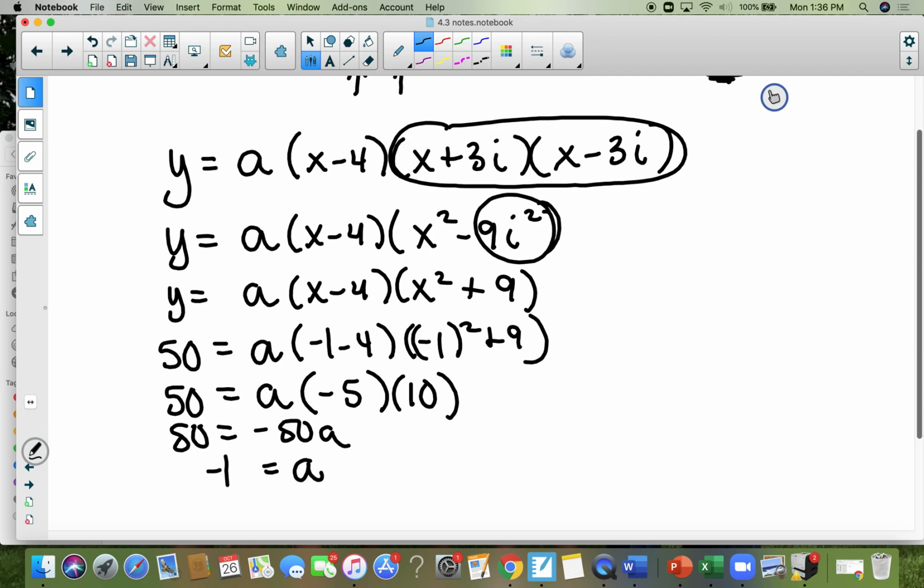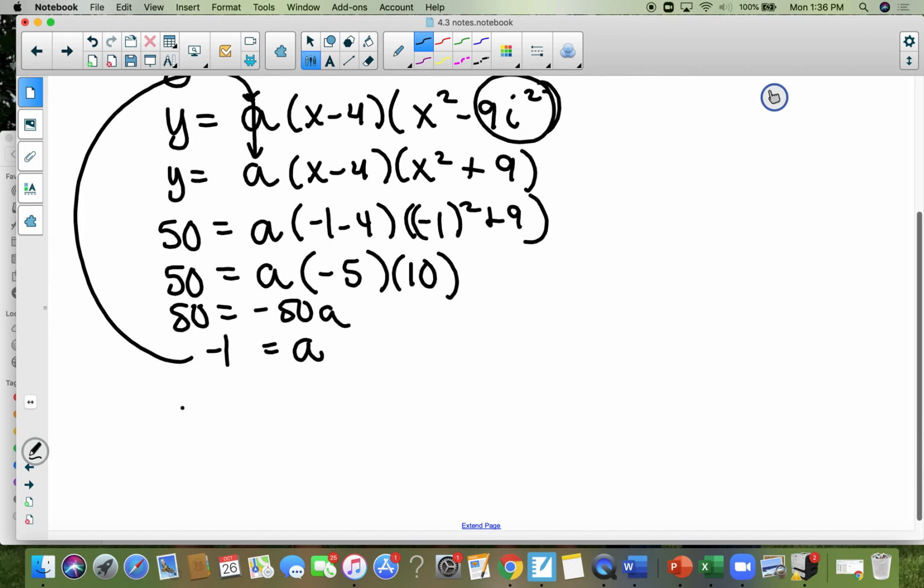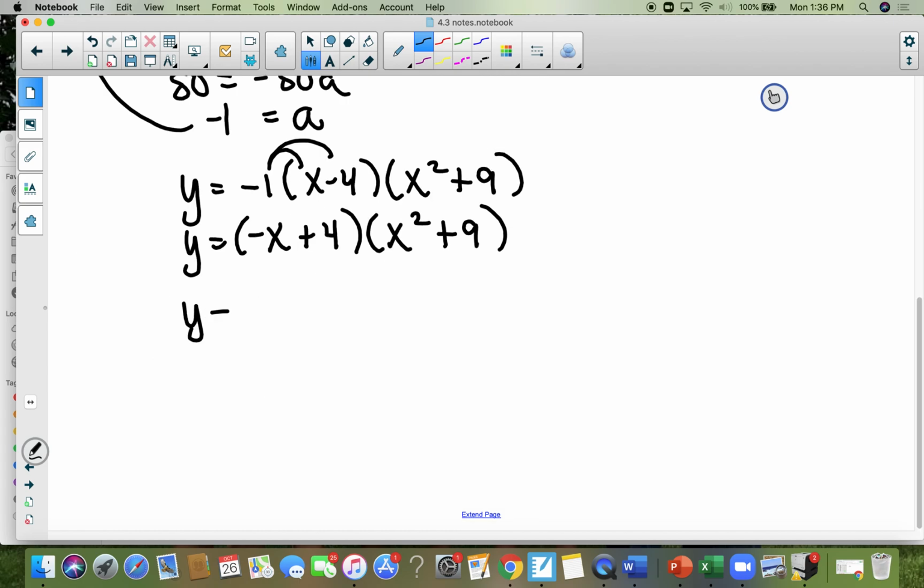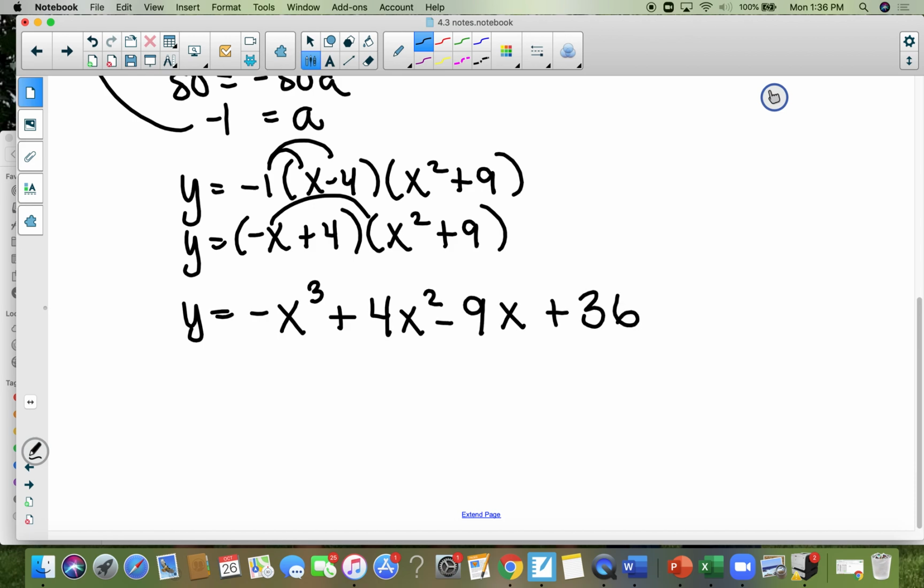And now you have to replace the a with negative 1 here and multiply it all out. So distribute that, you get negative x plus 4 times x squared plus 9, which gives you negative x to the third plus 4x to the second minus 9x plus 36.